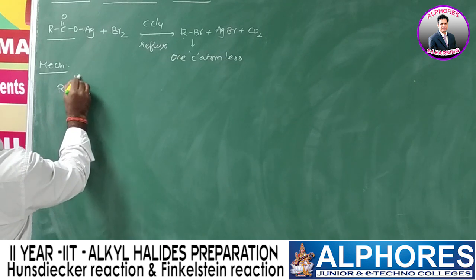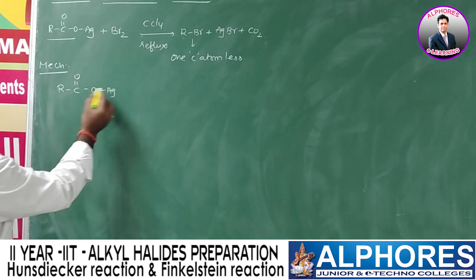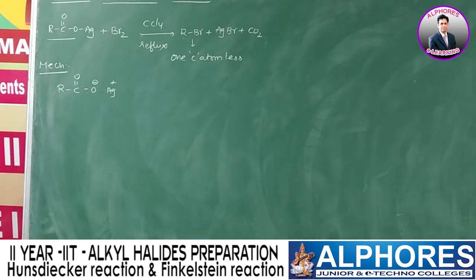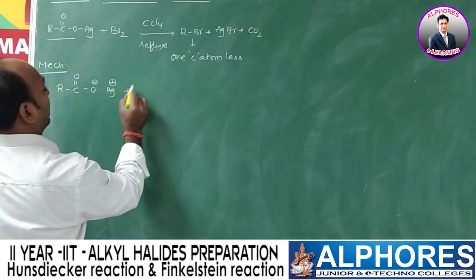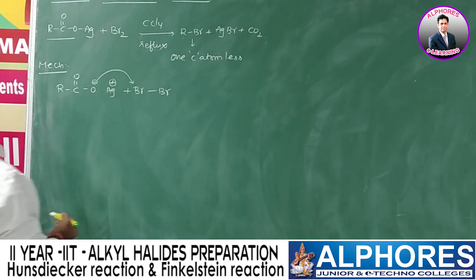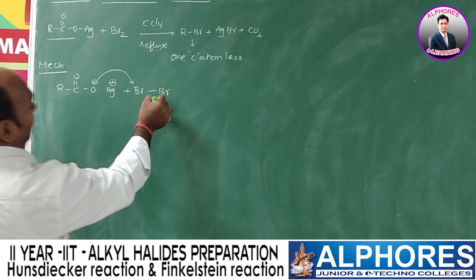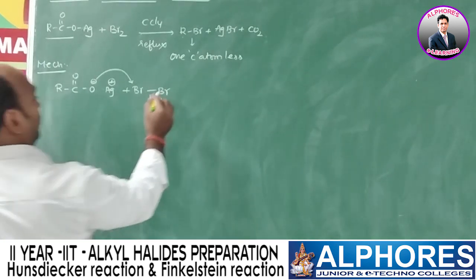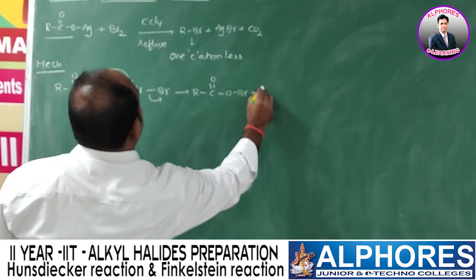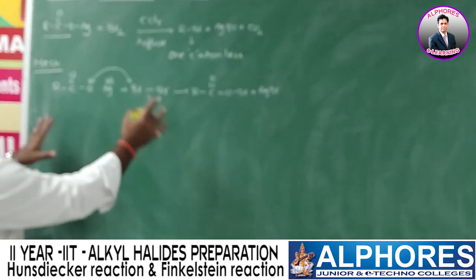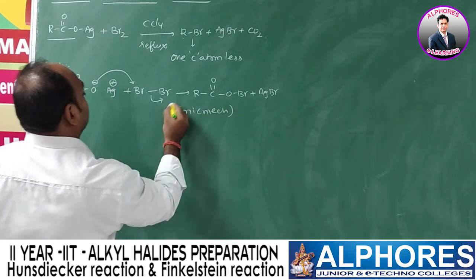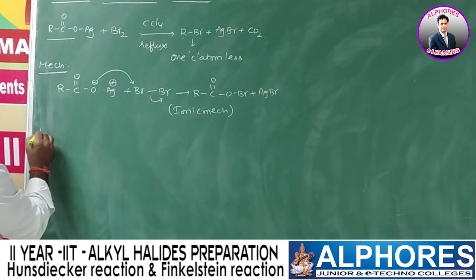Silver salt of carboxylic acid, RC=OOAg. Here, silver being a metal bears a positive charge, and oxygen bears a negative charge, being more electronegative. This reacts with a bromine molecule. Now, this O- attacks one of the bromine atoms, and the Br-Br sigma bond electrons shift towards the next bromine. What do we get here? RC=O OBr plus AgBr. So far in the mechanism, what we notice is that this proceeds by an ionic mechanism.